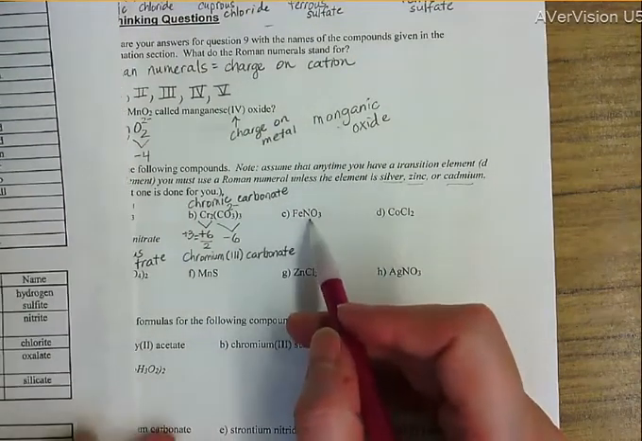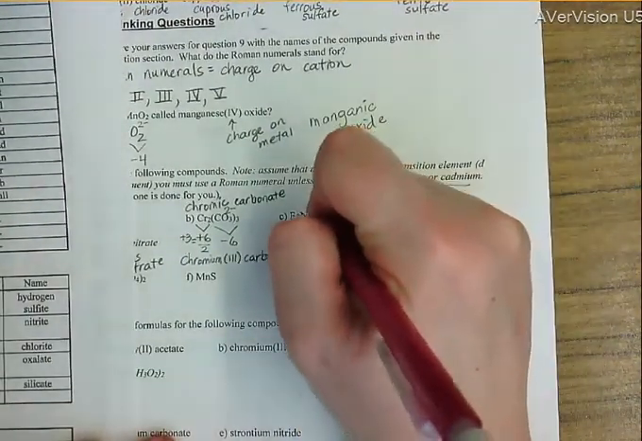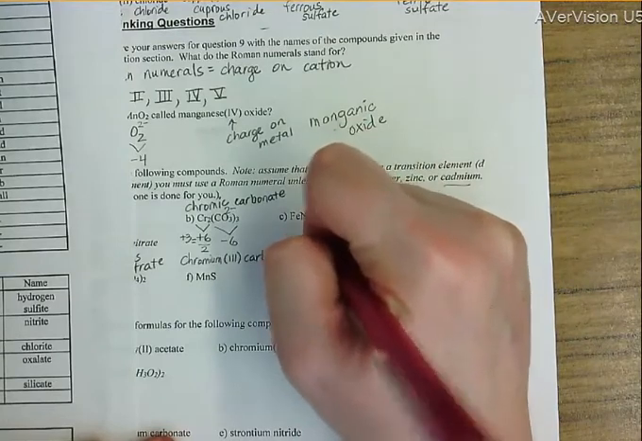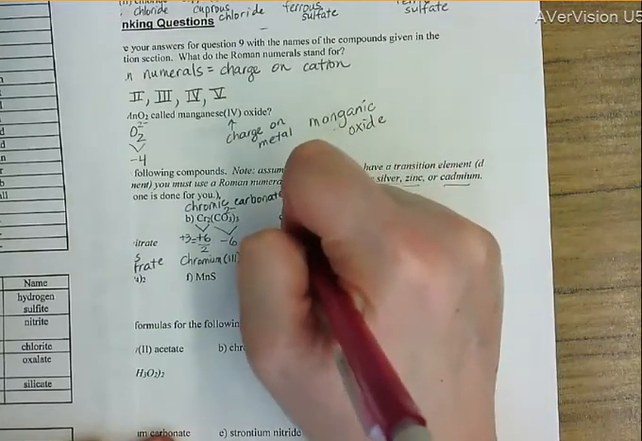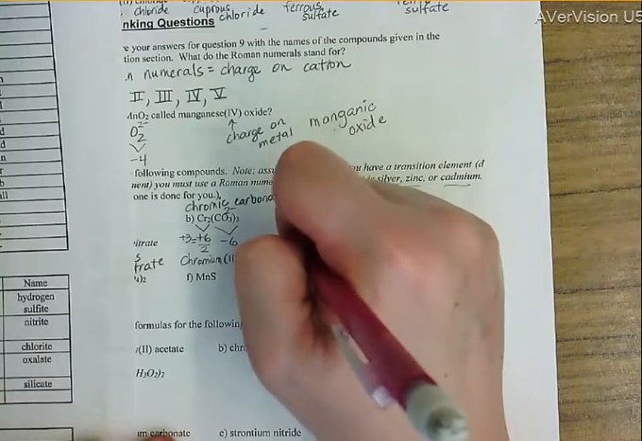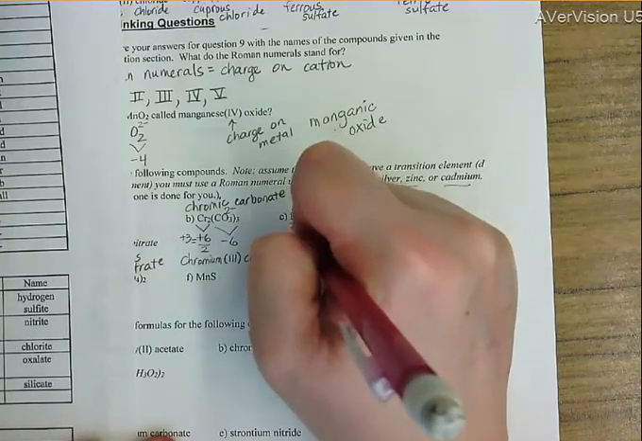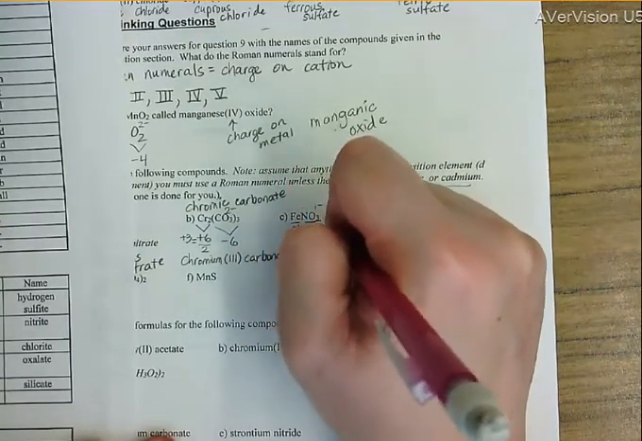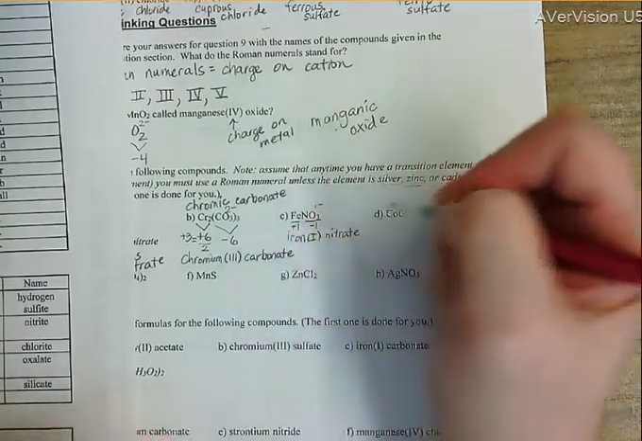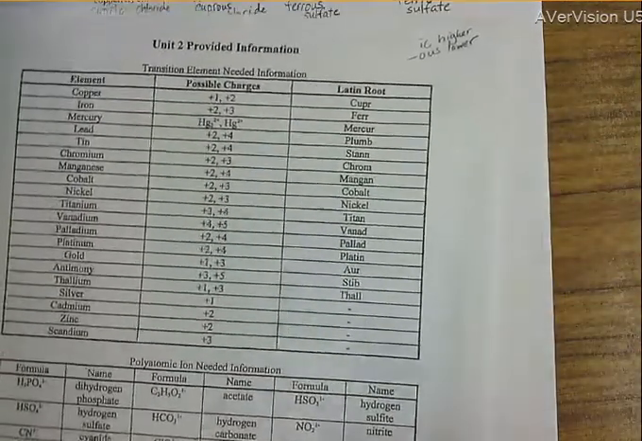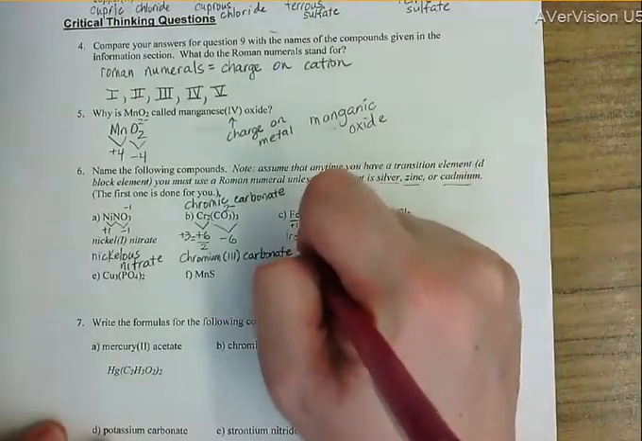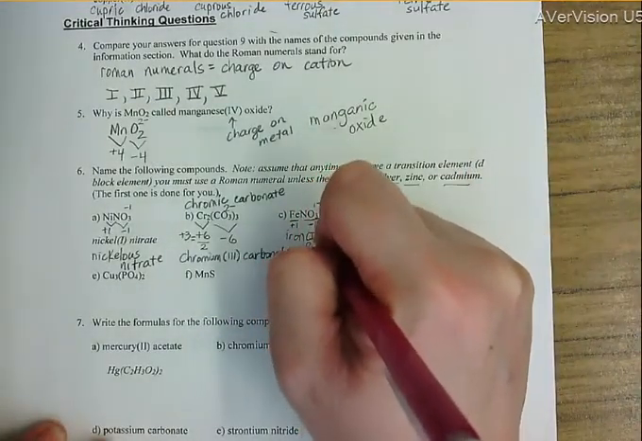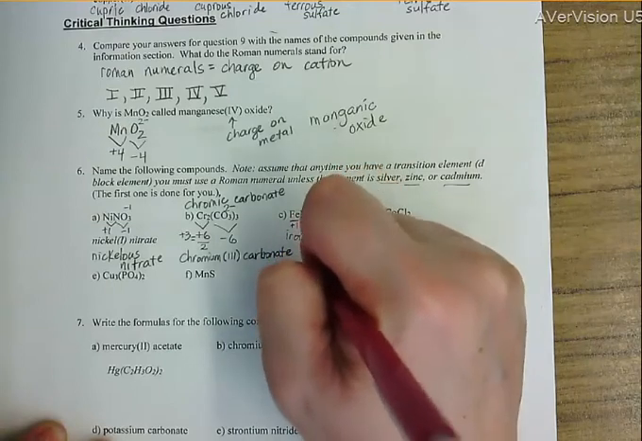All right, our next one. NO3 has a charge of -1, that's nitrate. So -1, so our iron has to be a +1. So this is iron, Roman numeral 1, nitrate. And again, when I look at iron, I have a +2 +3, so it's definitely the lower charge one. So this would be ferrous nitrate.